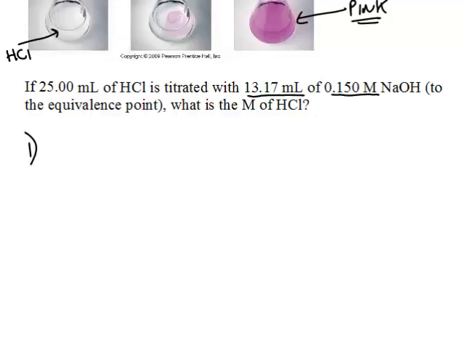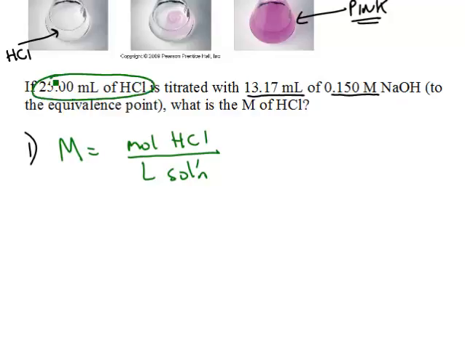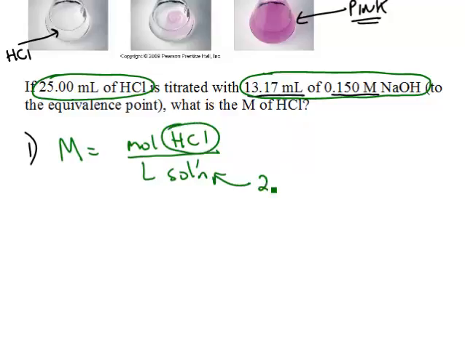First step when you're trying to find molarity is write down the definition of molarity. Molarity is moles of solute, which in this case is hydrochloric acid, divided by liters of solution. And we have two different solutions. We have 25 milliliters of hydrochloric acid, and we have 13.17 milliliters of sodium hydroxide. This solution is for the hydrochloric acid. So it's 25 milliliters of the hydrochloric acid solution. So that's half of the unknown right there.